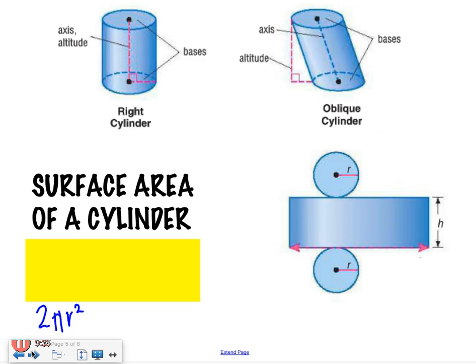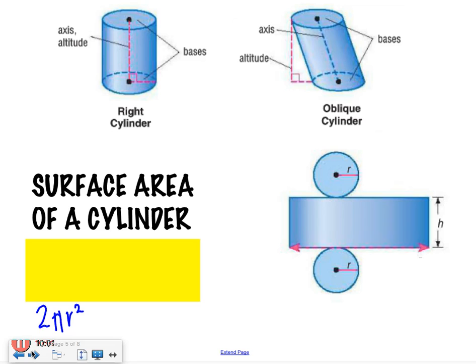Okay. And then what shape is this? That is a rectangle. How do you find the area of a rectangle? Length times width, base times height. So our height we're going to call h still. But how can I represent the length? Think about it. The circumference, right? Yes, it is. That's right, all the way around my circle's circumference.